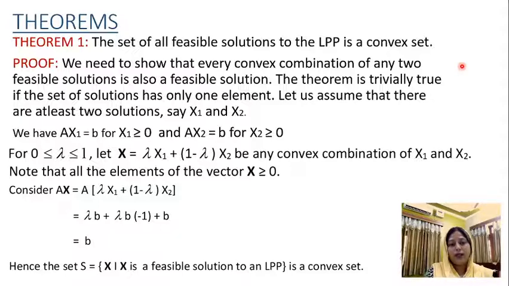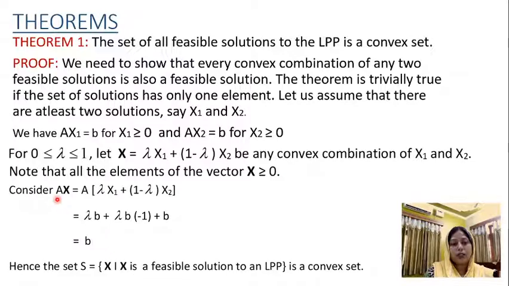We have Ax1 equal to b and Ax2 equal to b, for both x1 and x2 greater than or equal to 0. For lambda lying from 0 to 1, that is 0 less than or equal to lambda less than or equal to 1, let x expressed as lambda x1 plus (1 minus lambda) x2 be any convex combination of x1 and x2. Note that all the elements of the vector x are greater than or equal to 0.